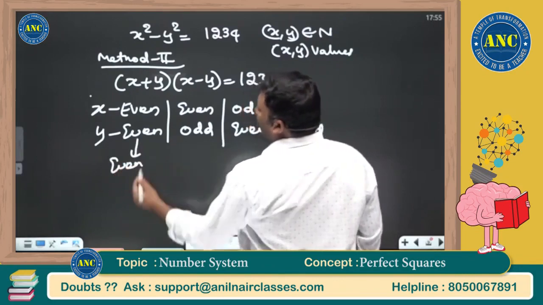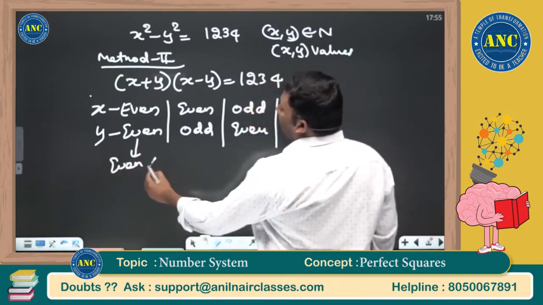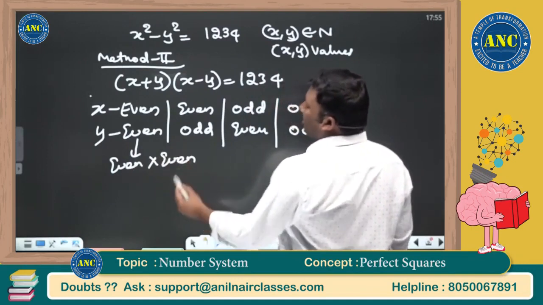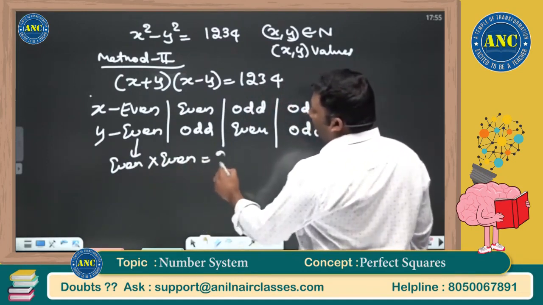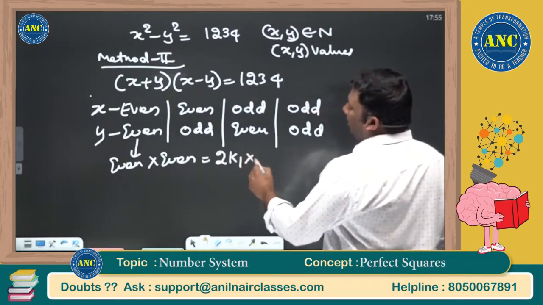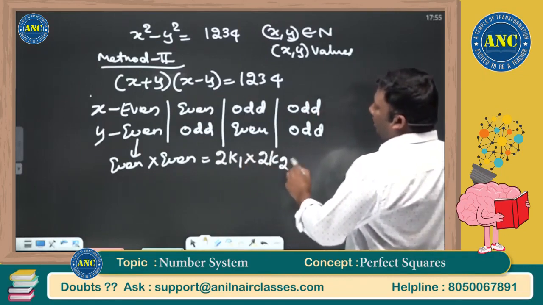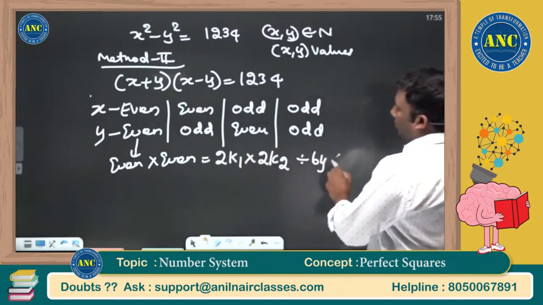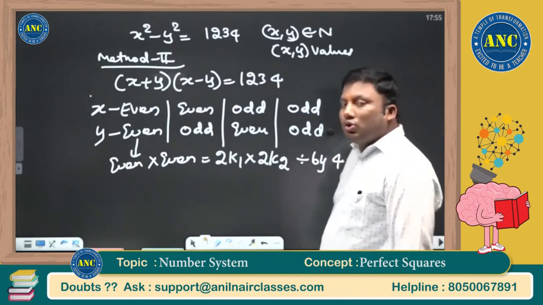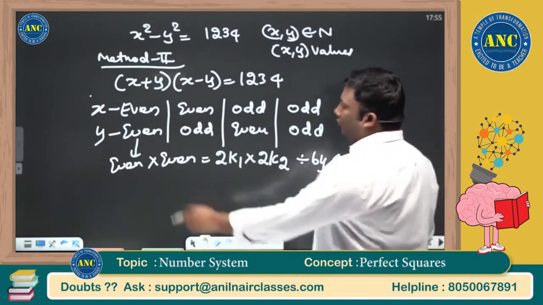Even plus even is an even number. x is even, y is even. Even minus even is an even number. Even into even number is any number divisible by 2. Any number divisible by 2. Answer should be divisible by 4. 2 into 2 is 4. It is divisible by 4.